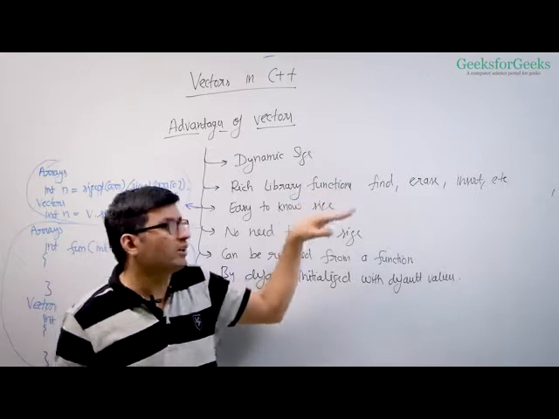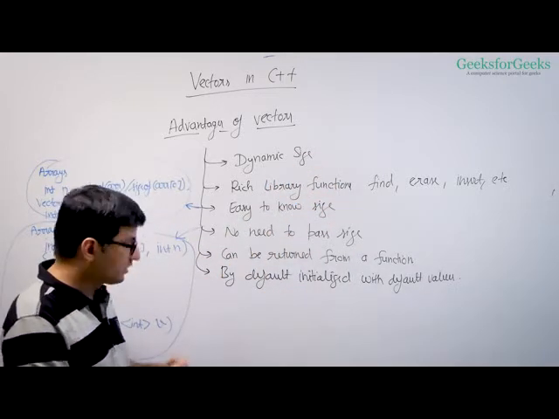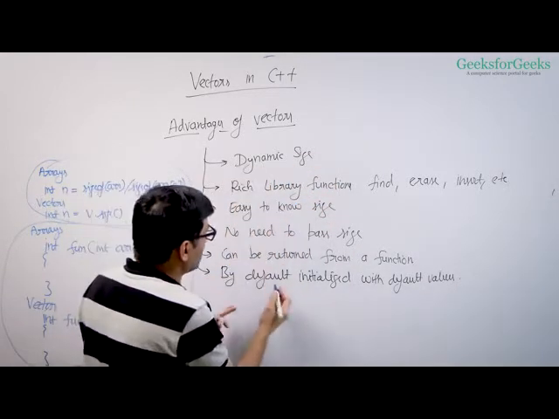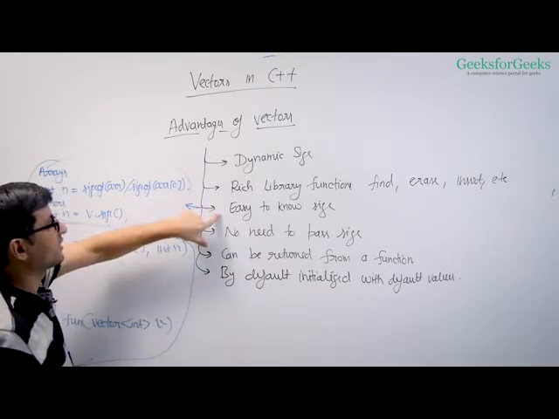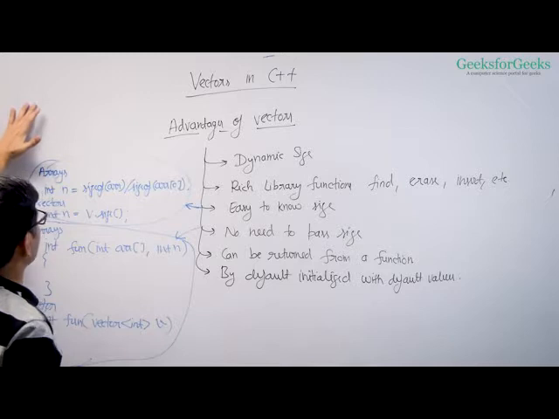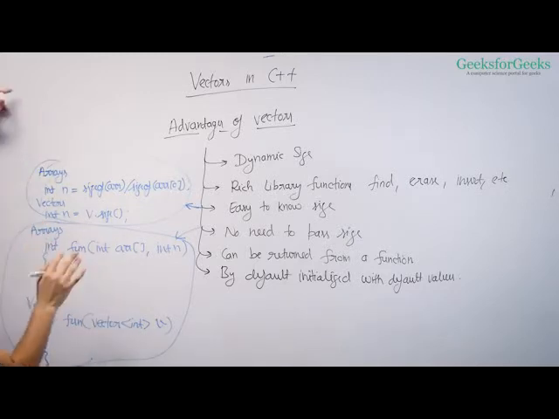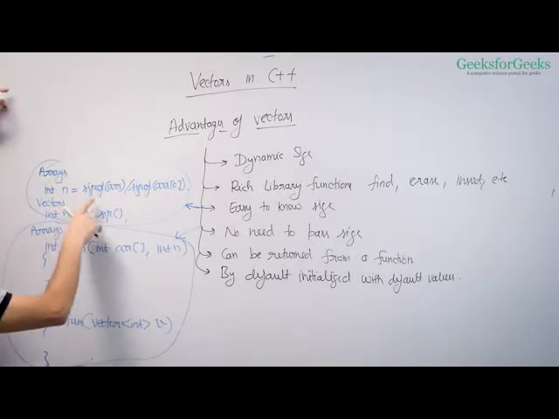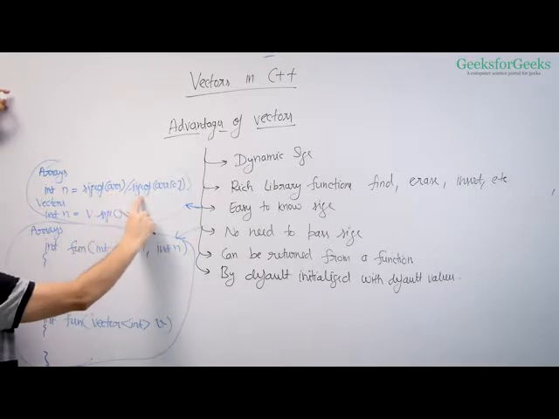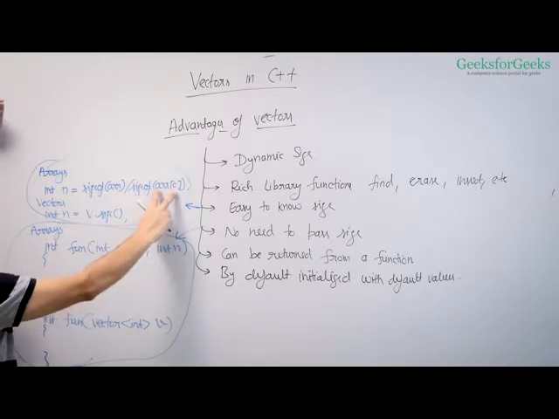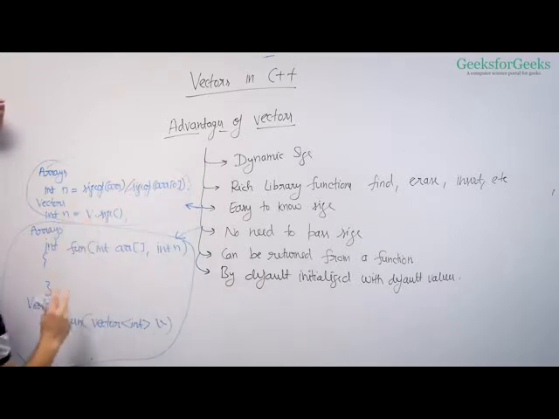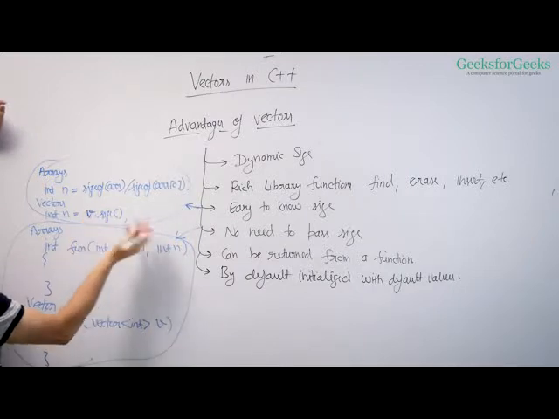Here I have written a list of advantages. These are just the most important. There are many more advantages actually. The third advantage is that it's easy to know the size. In case of arrays, if you want to know how many elements are there in the array, you will have to do all this: sizeof(arr) divided by sizeof(arr[0]), or maybe the data type of the array, sizeof(int), if it is an integer array. In vectors, if v is the vector name, then it's just v.size().